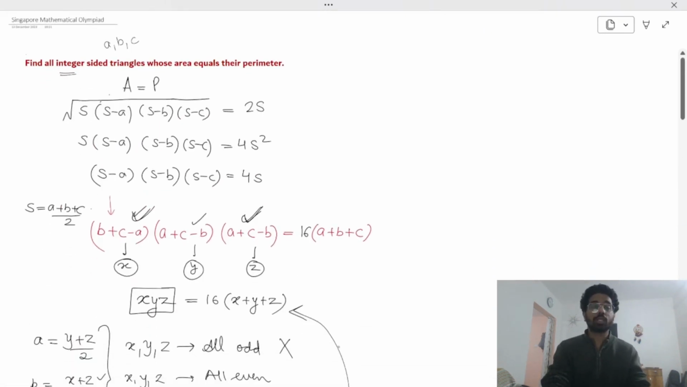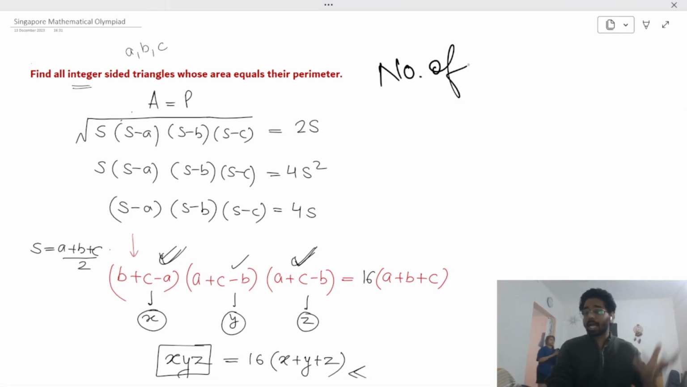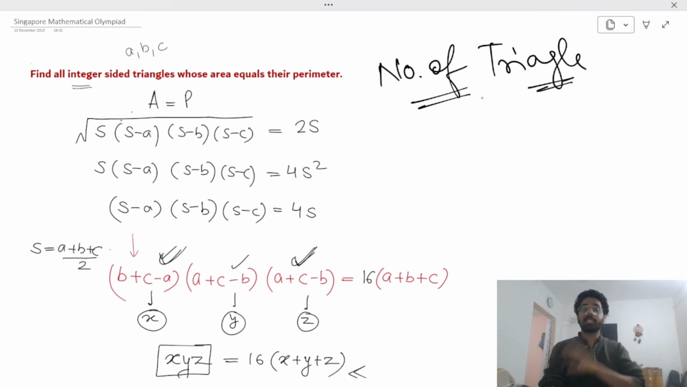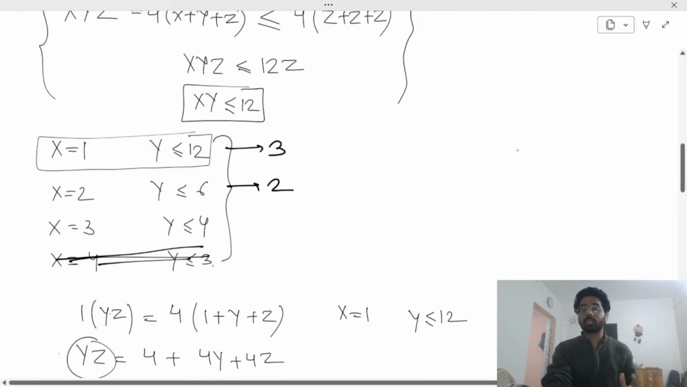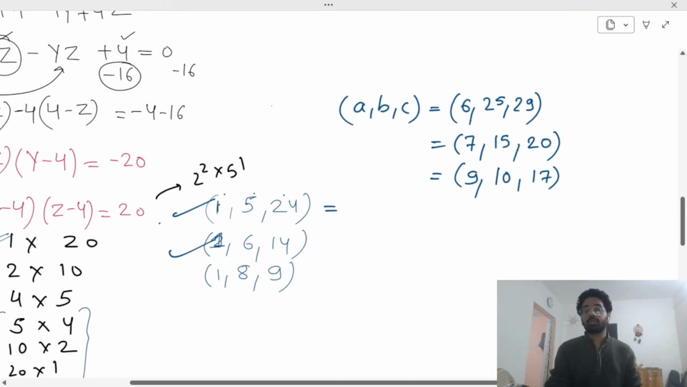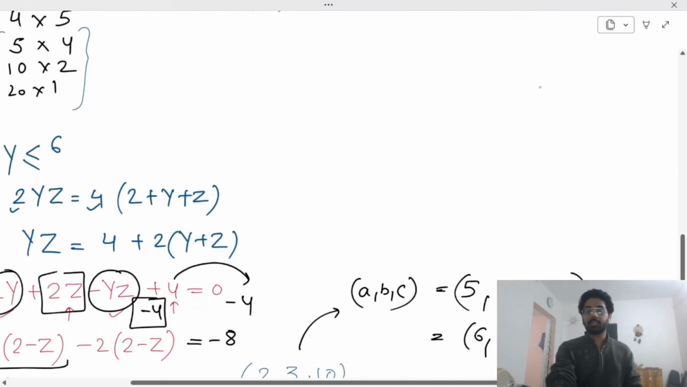So, the question was to find all integer triangles, and if the question is the number of such triangles which satisfy these conditions, having integer sides and area equal to perimeter, it will be 5, and we have found what the sides should be. Okay, so three are from here, and two are from here.